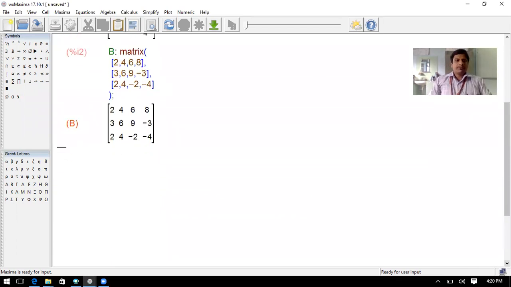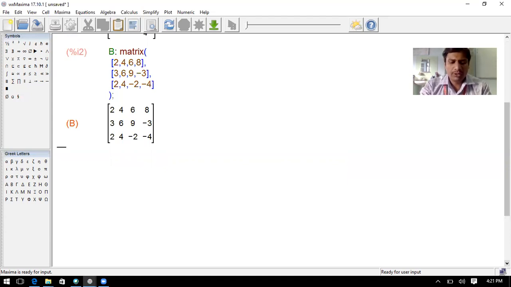See here, the A matrix has 3 rows and 3 columns, and the B matrix is 2, 4, 6, 8, 3, 6, 9, minus 3, then 4, 2, 4, minus 2, minus 4. Evaluate AB, that is A into B, then B into A, then A square, B square, then B cube, one by one.